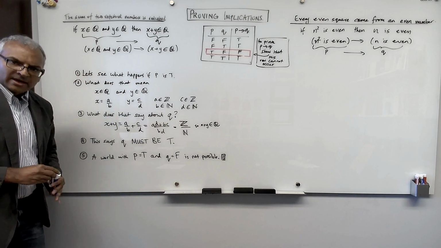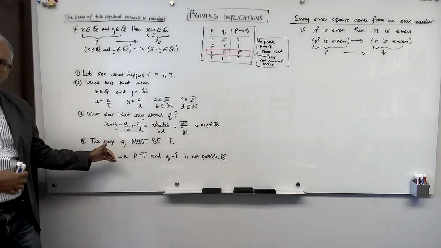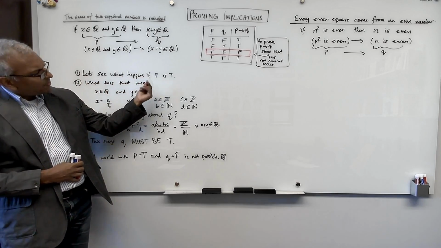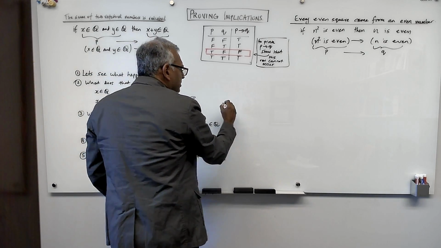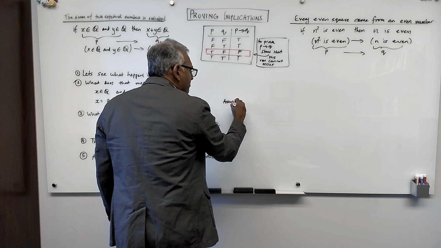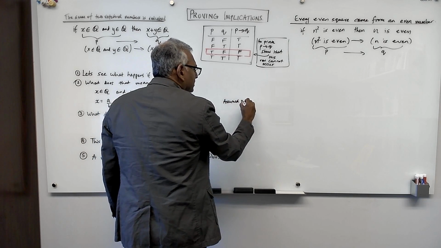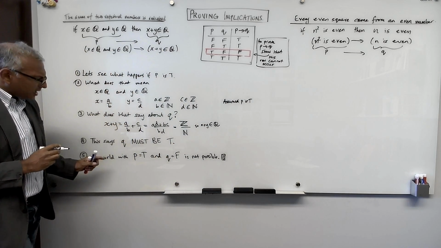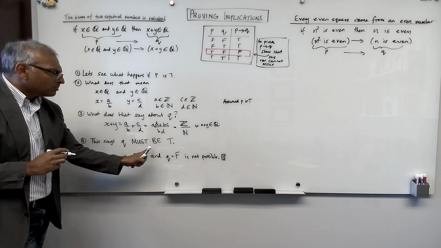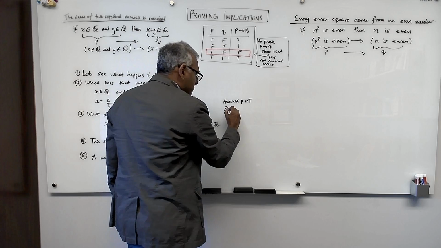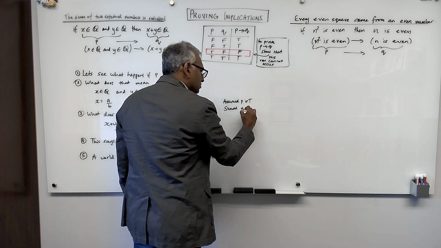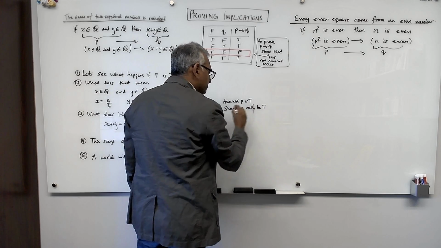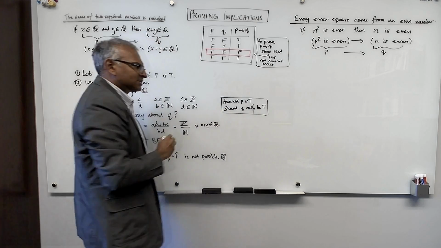So now let me summarize what actually went on here. If you look at what effectively went on here, by jumping into this world where P is true, I assumed P is true. And then I did blah, blah, blah, and then I came out and showed that Q must be true. So that's effectively what happened.